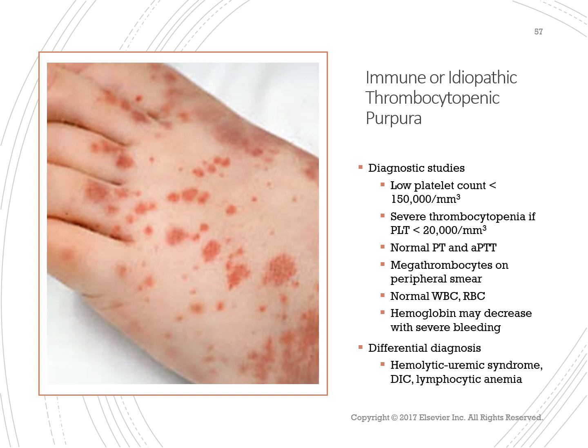Diagnostic studies, we're going to see a low platelet count, less than 150,000. In severe thrombocytopenia, we would consider it severe if the platelets are less than 20,000. We're going to see a normal PT and APTT. Megathrombocytes are going to be seen on the peripheral smear. They're going to have a normal white blood cell and red blood cell count. Hemoglobin may decrease with severe bleeding. Differential diagnosis, we want to rule out hemolytic uremic syndrome, DIC, and lymphocytic anemia.